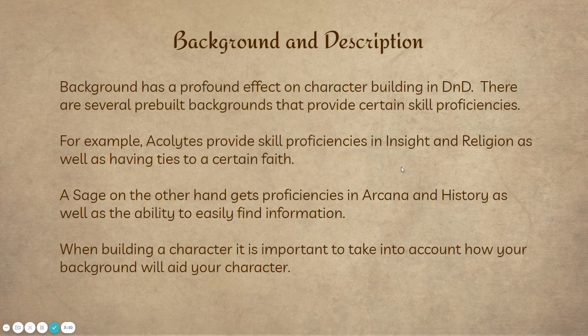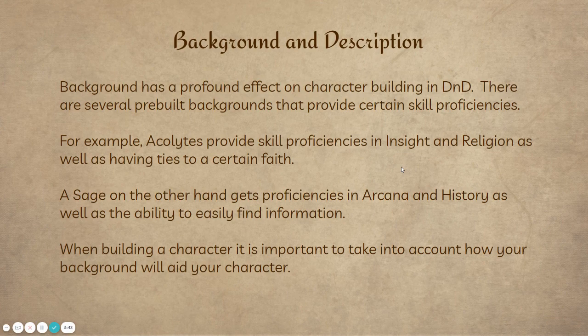Each character has some sort of background. Before your adventure began, you didn't just poof into existence moments before. Something happened to your character prior to this happening. And there are several pre-built backgrounds that provide certain skill proficiencies. For example, an acolyte provides skill proficiencies in insight and religion because they have been part of some sort of church. A sage, on the other hand, gets proficiencies in arcana and history, as well as the ability to easily find information. When building a character, it's important to take into account how your background will shape your character.